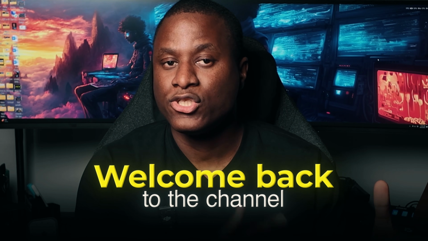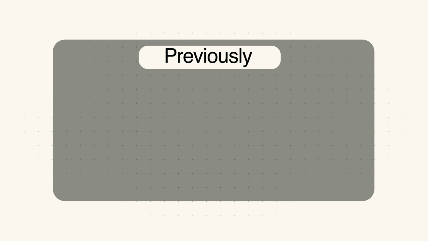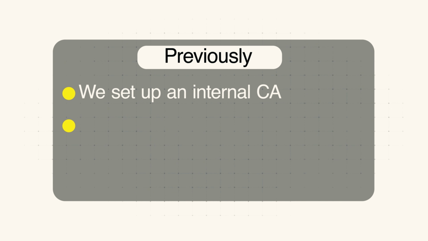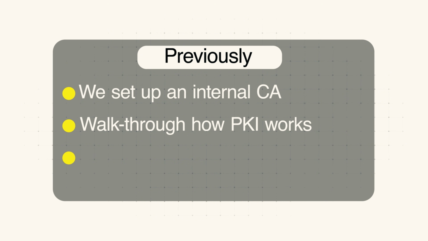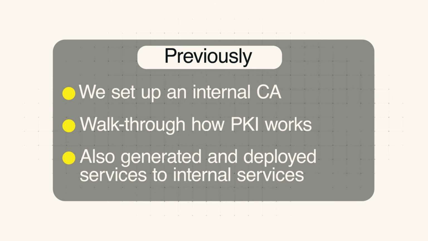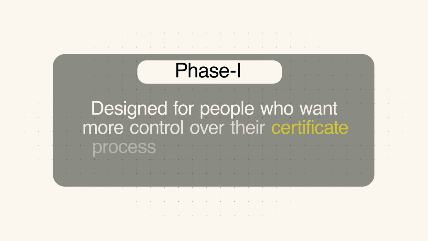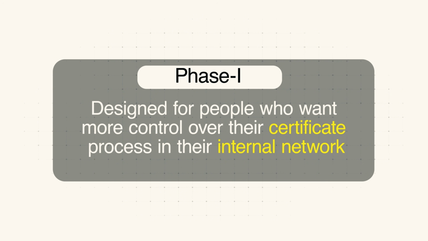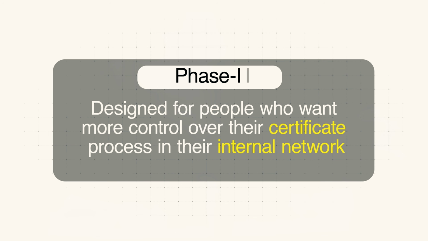So in the last two videos of our SSL series, we set up an internal CA, we walked through how PKI works, and even generated and pushed certs to some of the services in our internal network. That was phase one. That phase is more so designed for people who want more control over their certificate process in their internal network. Now we're moving on to phase two.